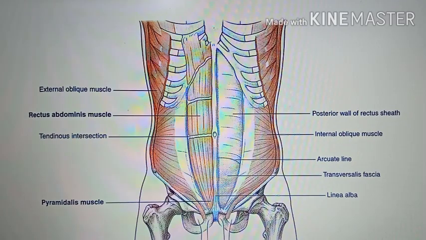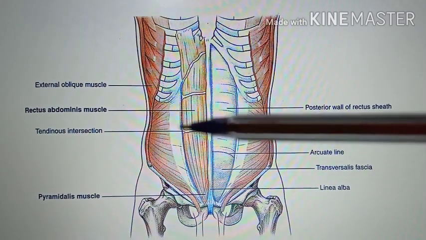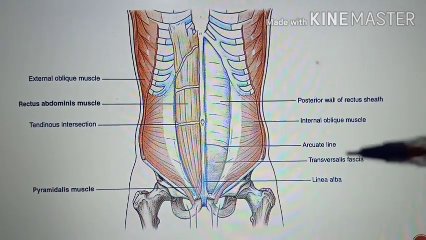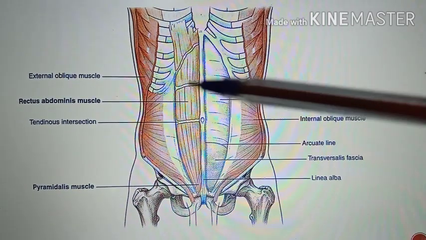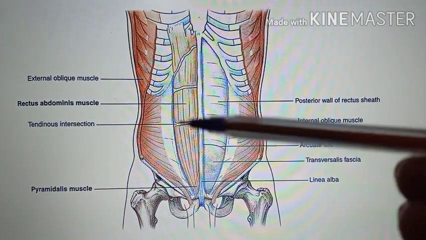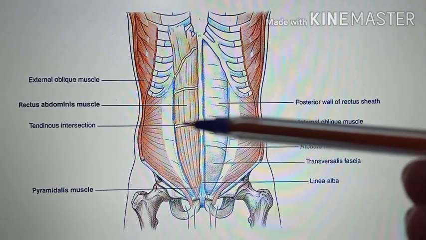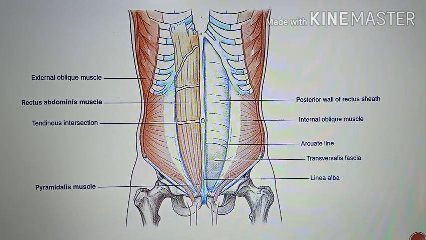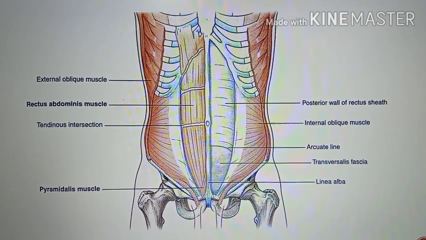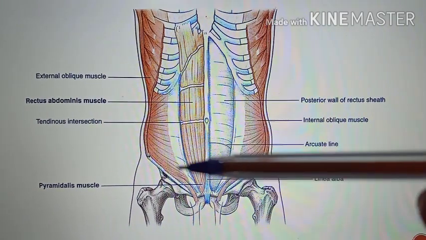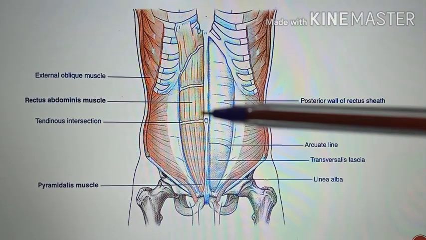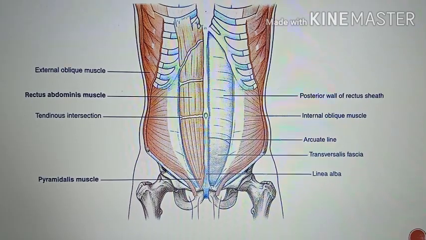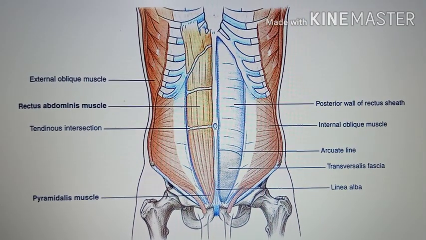Each tendinous intersection passes horizontally in a zigzag manner and is attached to the anterior wall of the rectus sheath. In this picture the anterior wall of the rectus sheath is removed. The tendinous intersections divide the long muscle into small columns, or shorter segments, to provide more strength. Now coming to the pyramidalis muscle.